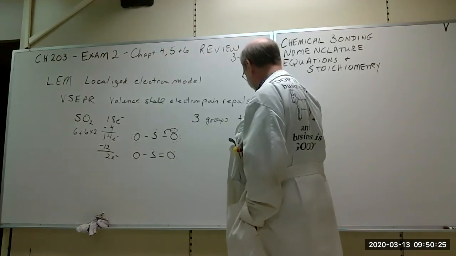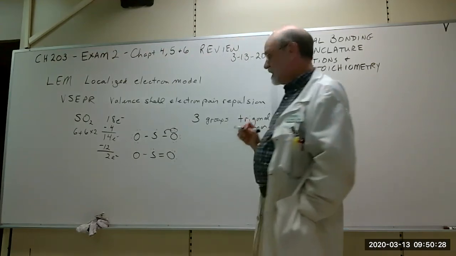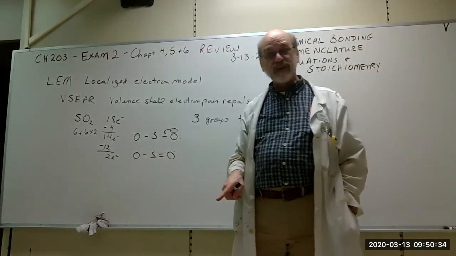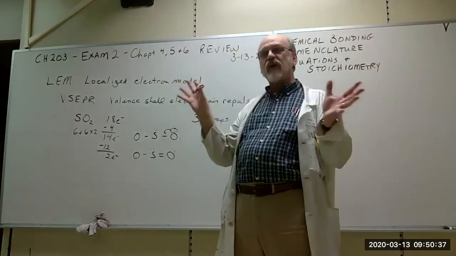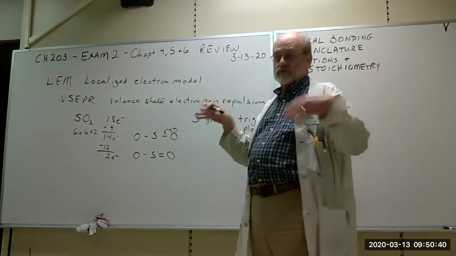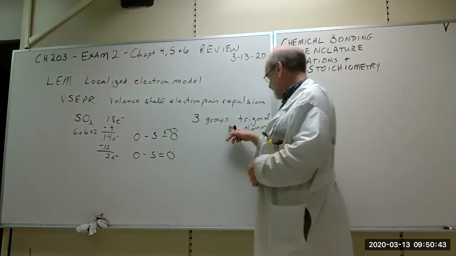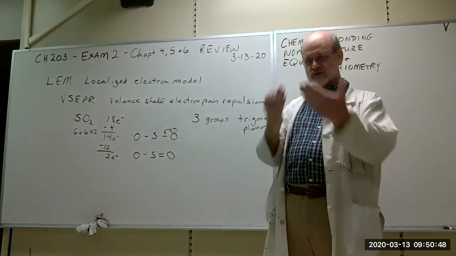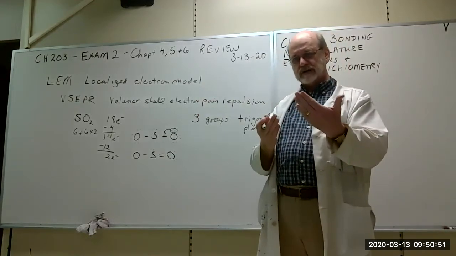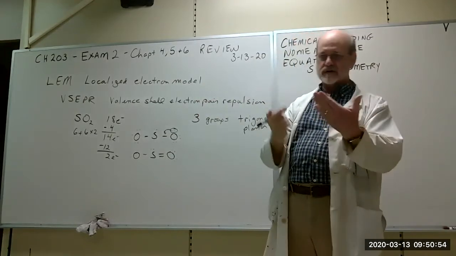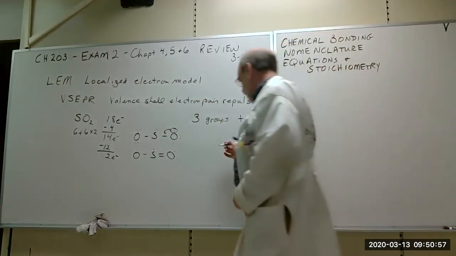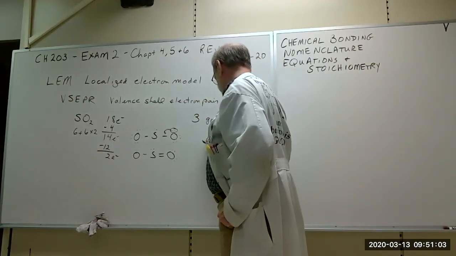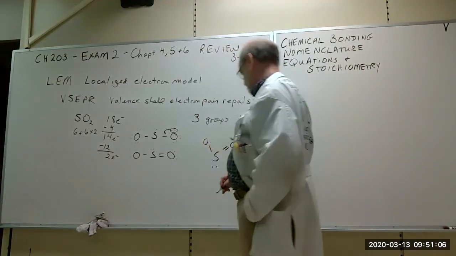Trigonal planar. We try to get these groups as far away from each other as possible. And the best way to do that is to spread them out in a triangle. There are 3 of them, so triangle is your only option. And since 3 can only be distributed in the same plane, right? You can't have 2 over here and then 1 out here, right? That puts it too close to the other. So trigonal planar, 2 here, 1 here. So it looks like this. Right? Trigonal planar.